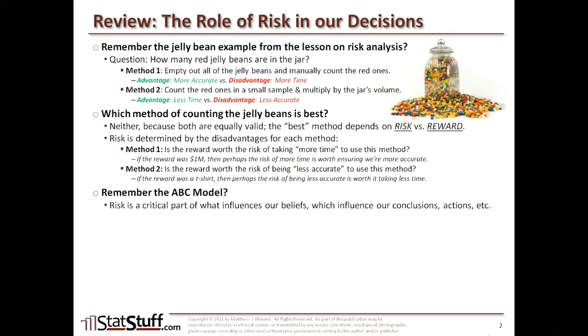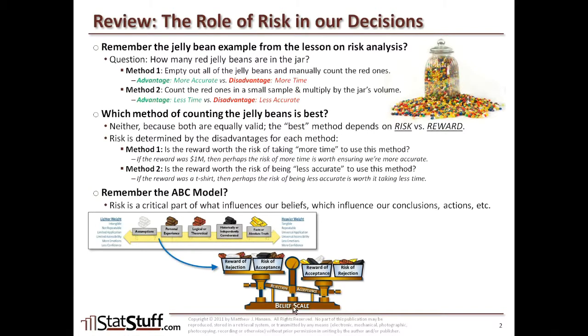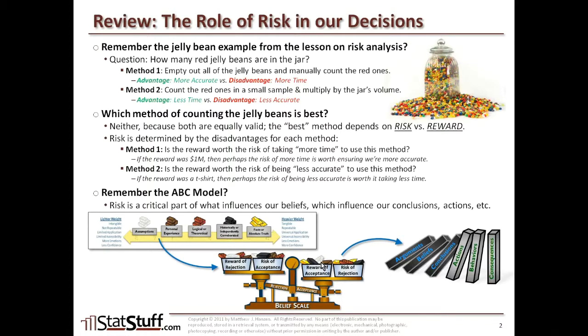is a critical part of what influences our beliefs. And what influences our beliefs affects our conclusions and our actions. So this is where we had the evidence scale here, where we would try to understand what are those things that we're using as our ultimate arguments and the weight of those arguments that help influence how we're going to believe in something, and what we believe, how that affects our conclusions, actions, behaviors, and ultimately our consequences. So this is a part of understanding that risk is very important for us and the decisions that we make and how it influences our decisions and eventually influences our actions and behaviors.